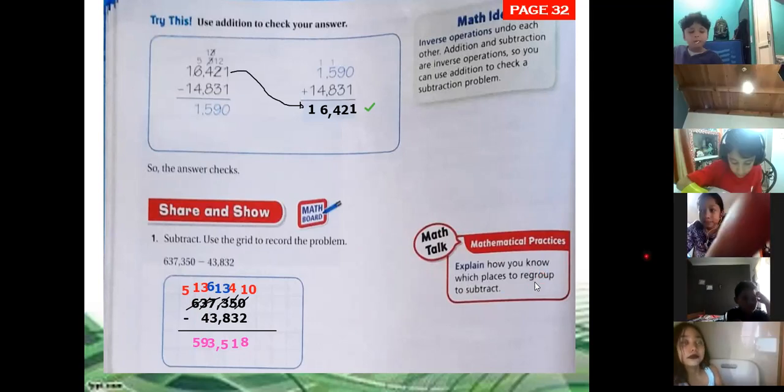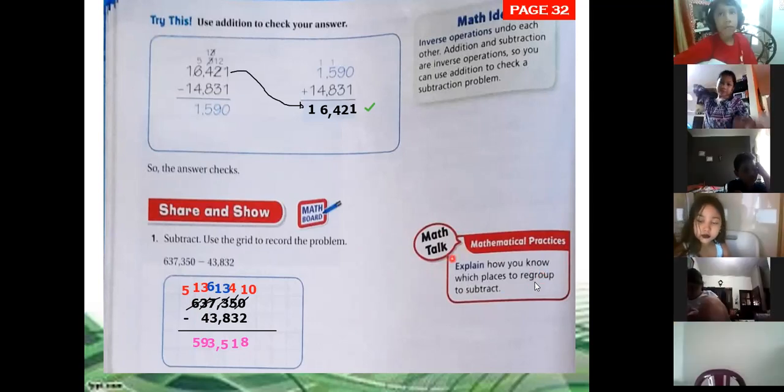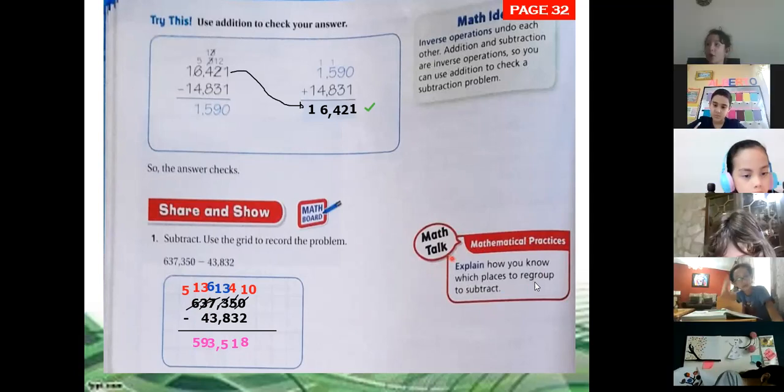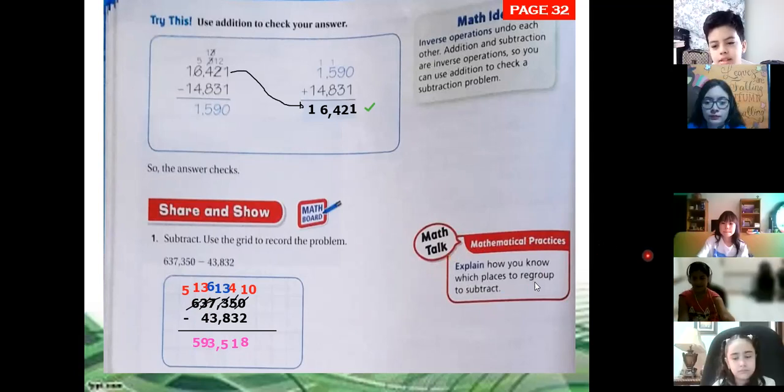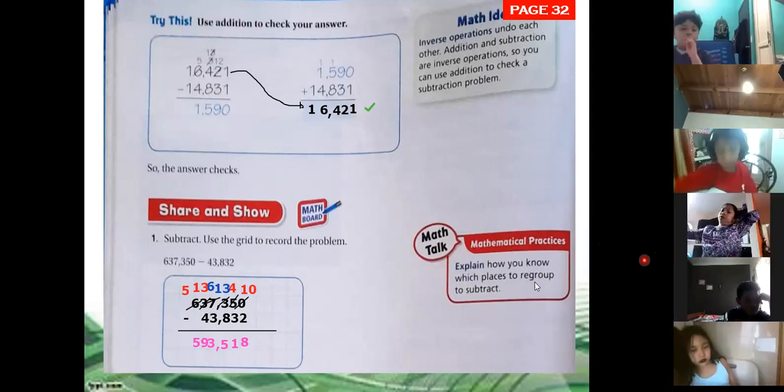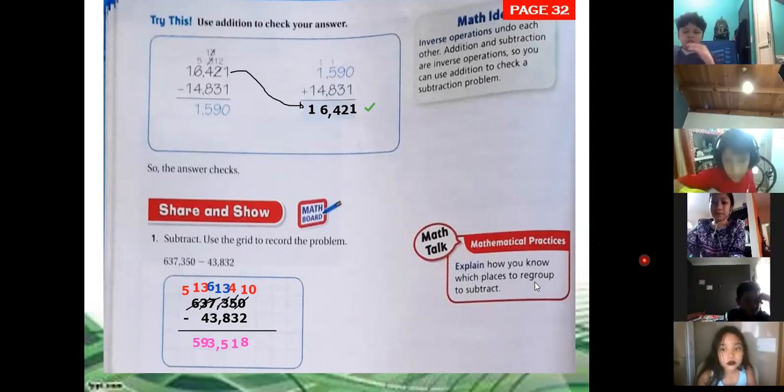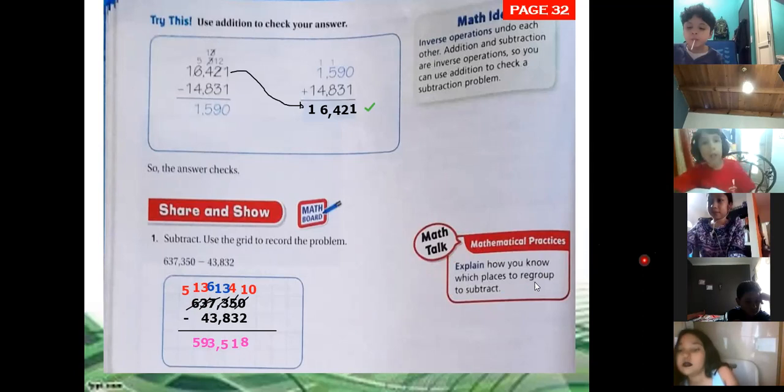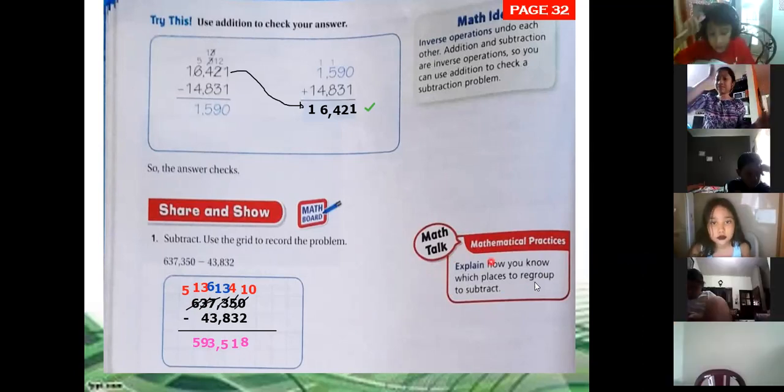Questions about this class, about the subtraction? Don't worry, we are going to continue practicing. Continue in exercise number 2 on the same page, same page, number 32.